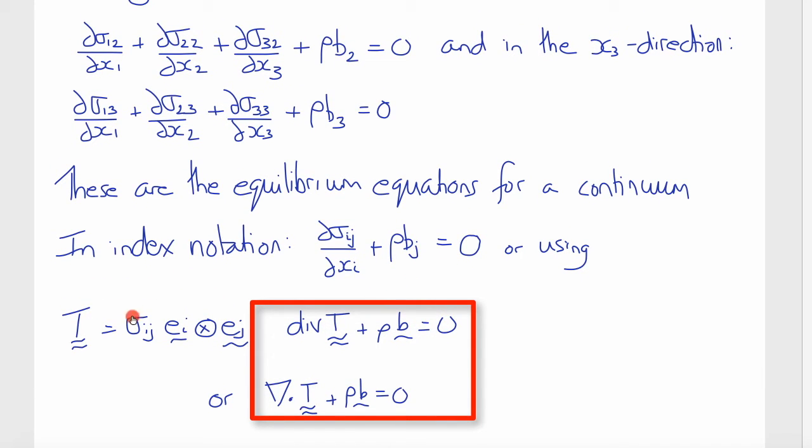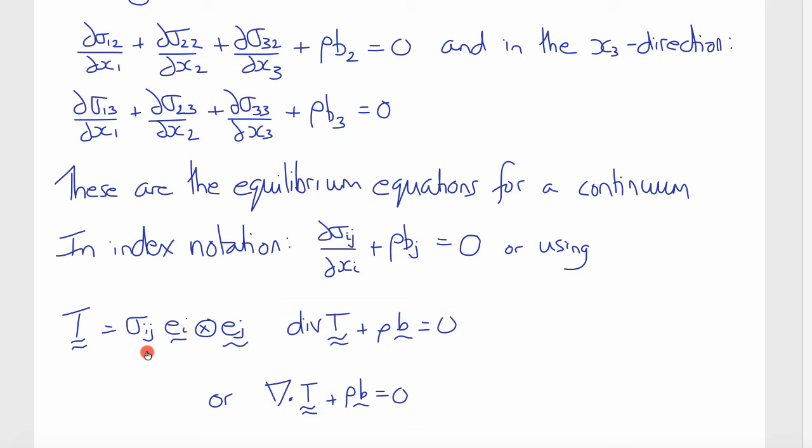Now, I don't want to confuse you with this notation here. I would ordinarily have used Tij rather than sigma ij. And since I've used the convention of a capital letter for a tensor, I didn't want to introduce a capital sigma here. So there's nothing special about this. I'm just essentially changing notations from sigma to t.